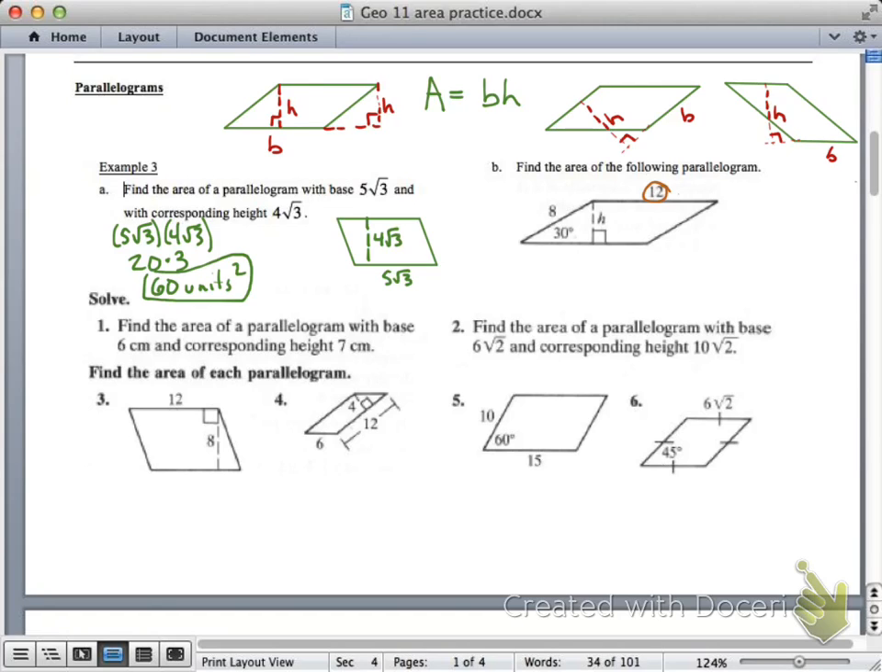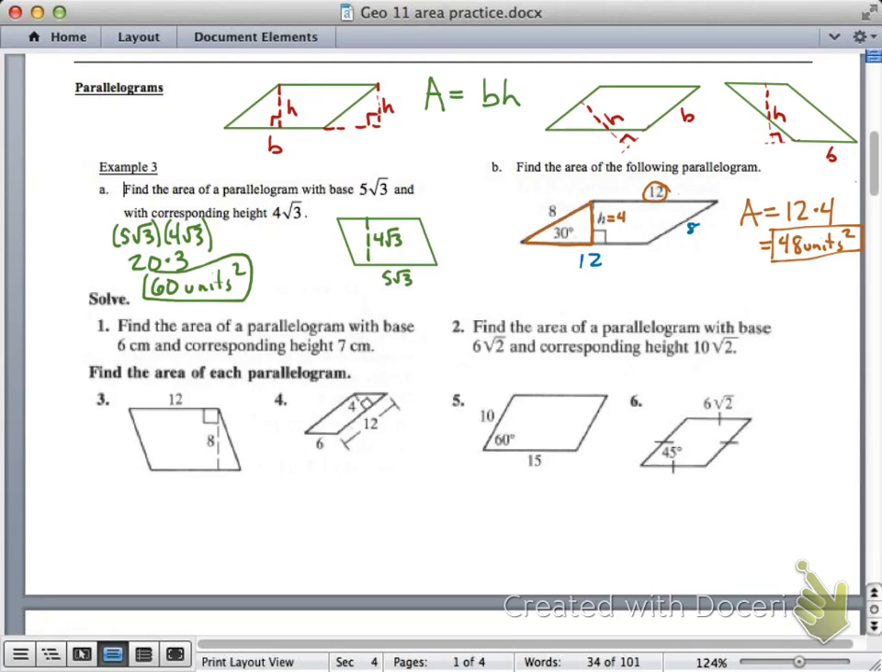Over here we got a little bit of work to do. Find the area of the following parallelogram. Well, it gave us this base over here. We got to find the height. Oh, but luckily this is a 30-degree angle. This is a 30-60-90 triangle. 8 is the what? The hypotenuse of that 30-60-90 triangle. h is the short leg. So we can find the height from there, which is 4. So 12 times 4 equals 48 units squared for the area.